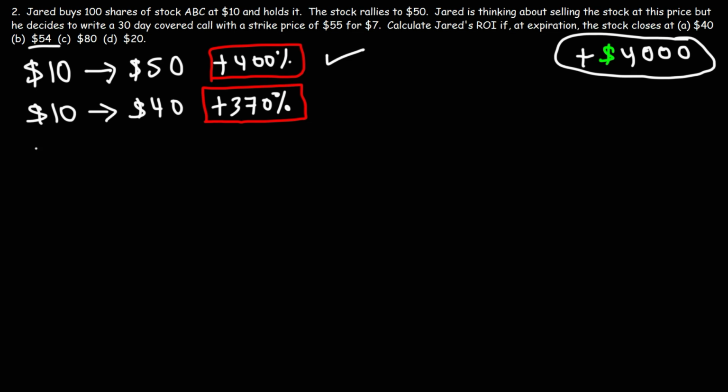In part B, it closed at 54. So in this case, it wouldn't have been a good decision to sell it at 50. So let's see what his return is at this point. And let's keep this number here. So for part A, his profit is $3,700.